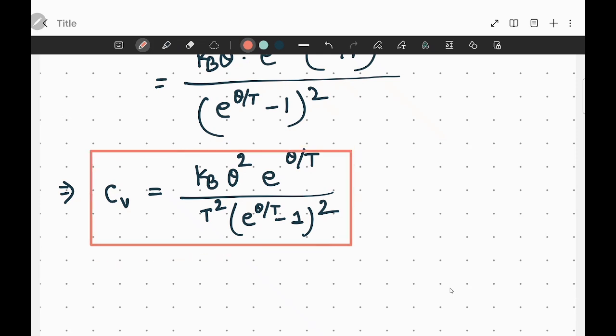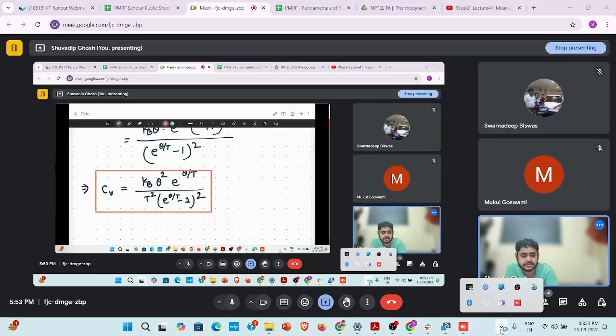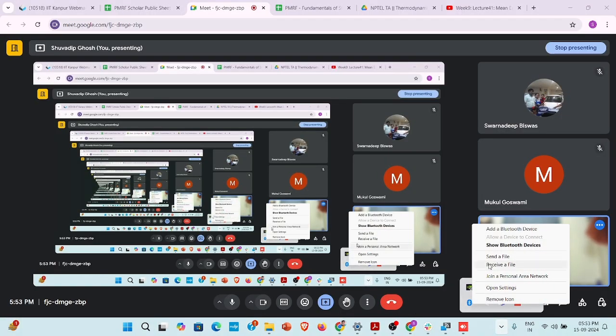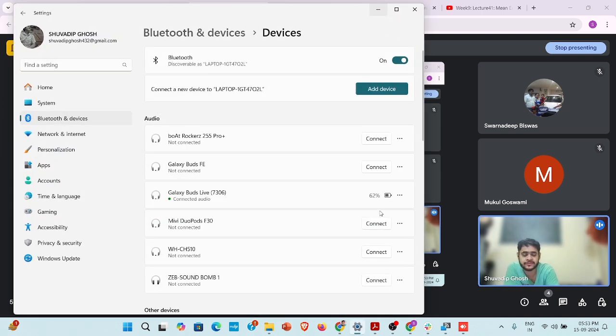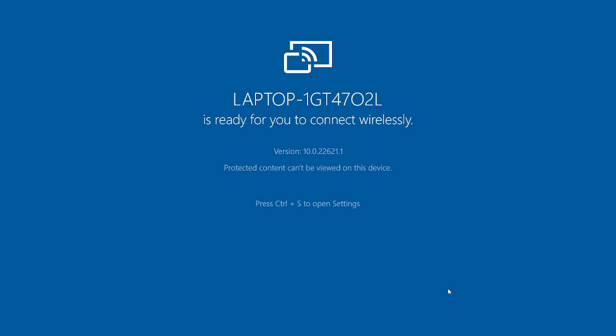Okay, this is the statistical definition. We have started from the vibrational partition function and derived the vibrational contribution to Cv, and this is the answer, kb theta square, not kb t square. And you can also insert the value of theta.